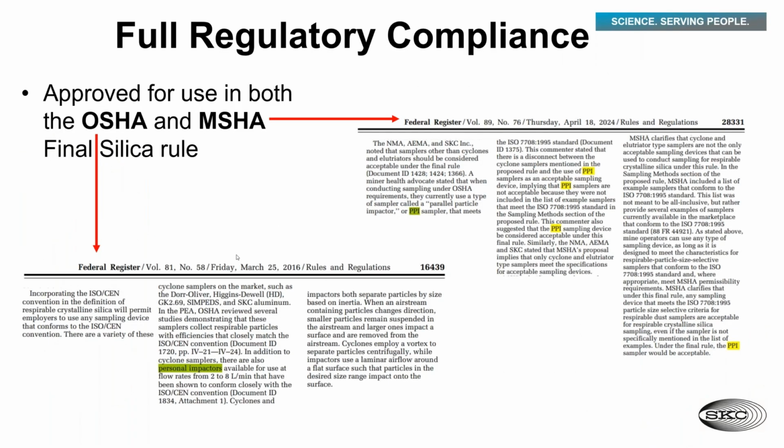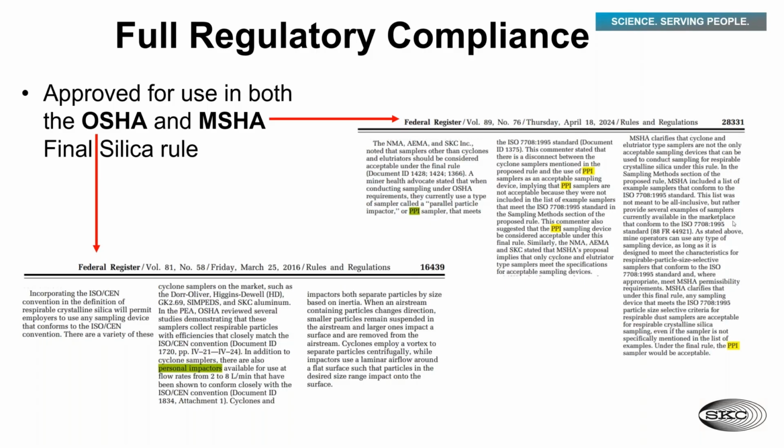So from a regulatory point of view, both OSHA and MSHA recognize the PPI as a viable way to sample. If you look over here on the left side of the OSHA regulation, it says incorporating the ISO SAN convention in the definition of respirable crystalline silica will permit employers to use any sampling device that conforms to the ISO SAN convention. There's a variety of ones they list, as well as personal impactors. You'll notice 2 to 4 liter a minute impactors. There's talking specifically about the PPI here.